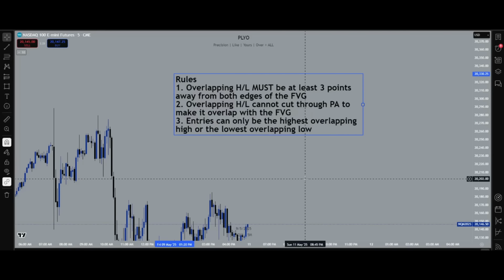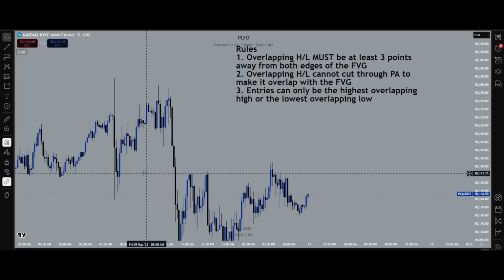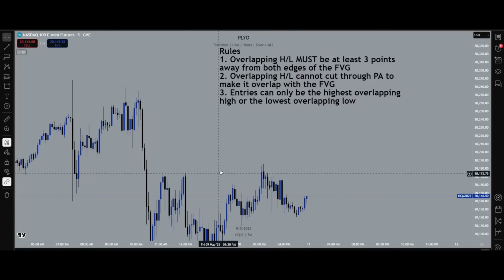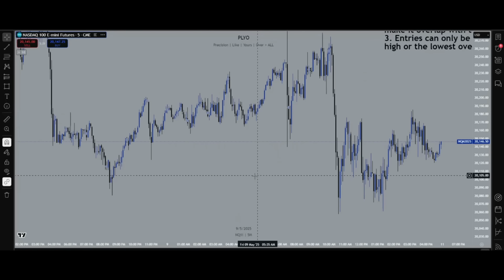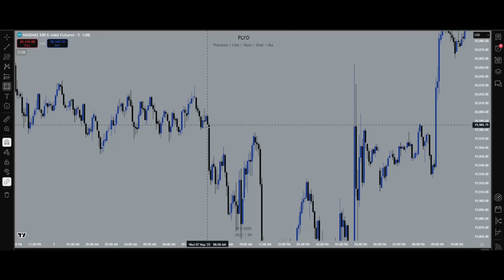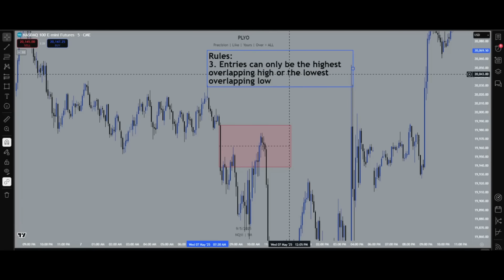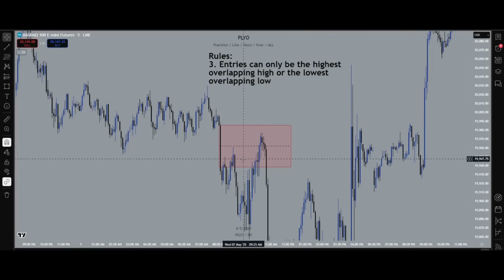The entries can only be the highest overlapping high or the lowest overlapping low. That sounds a little bit confusing, but it's very simple. All we're looking for is simply the highest high or the lowest low that overlaps. We're going to simplify it here and give some pretty good examples. This gap is what we're looking to short from. The entries can only be the highest overlapping high or the lowest overlapping low.